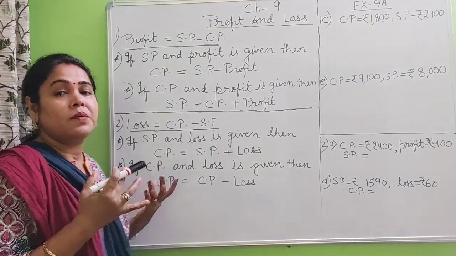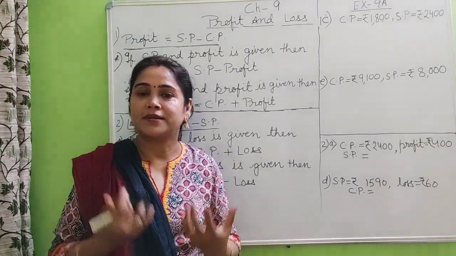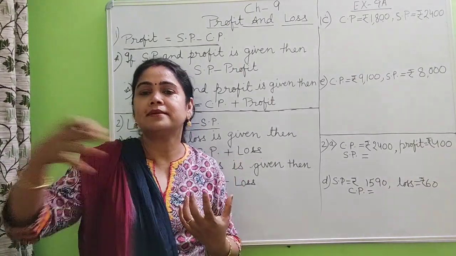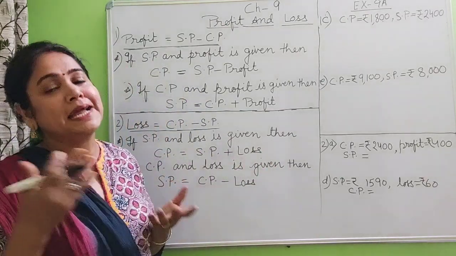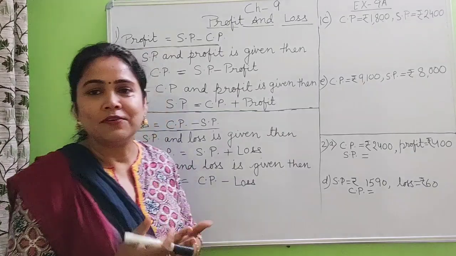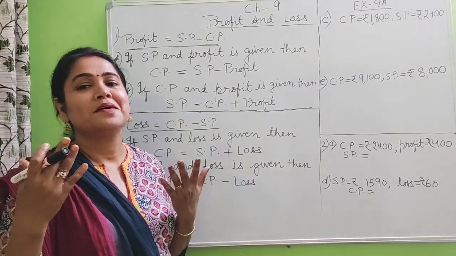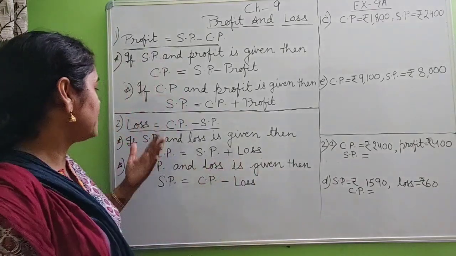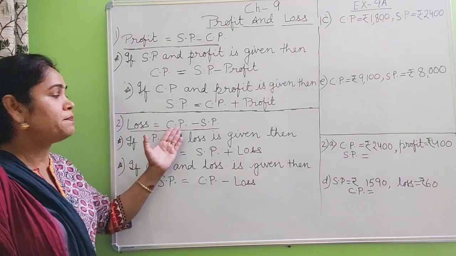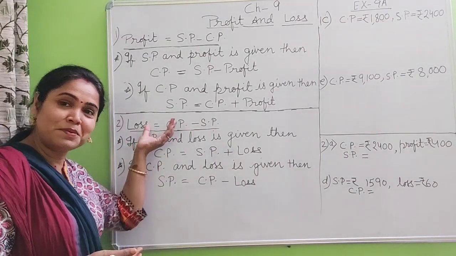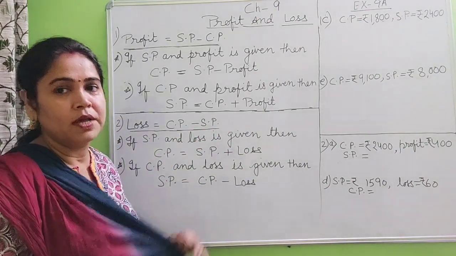Similarly, sometimes the shopkeeper purchases the article at a higher amount and sells at a lower amount, like he has purchased in 100 rupees and sold in 80 rupees. So will he be in loss or profit? Obviously he is in loss, so we will calculate using the formula loss is equal to CP minus SP, because CP is greater, so from the greater amount we are subtracting the smaller amount.